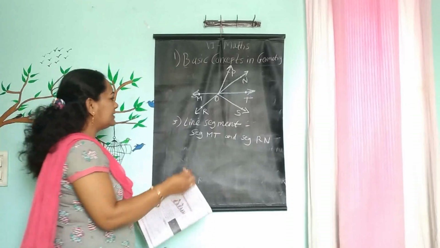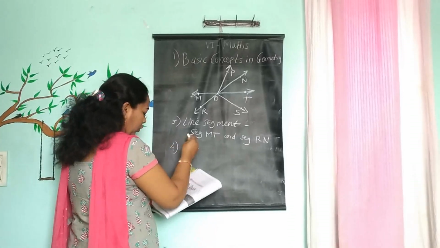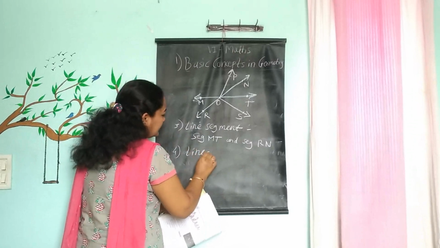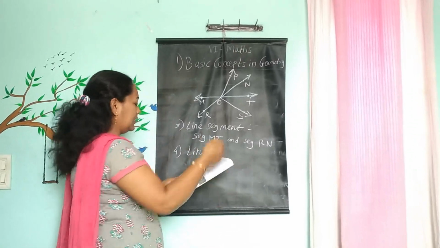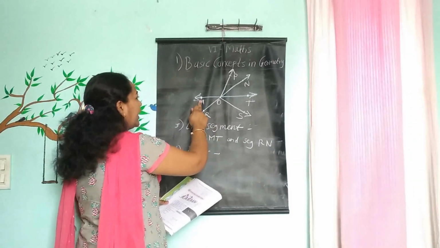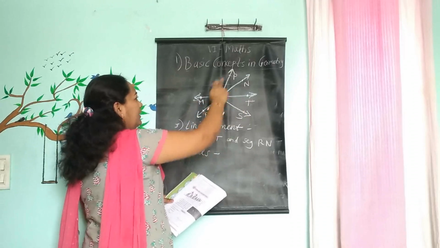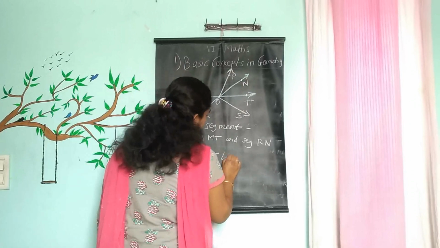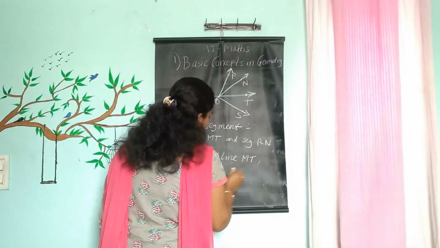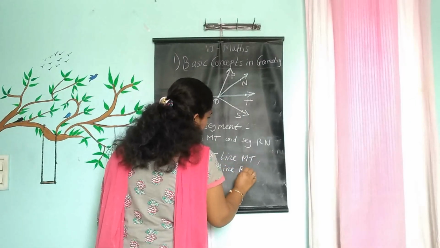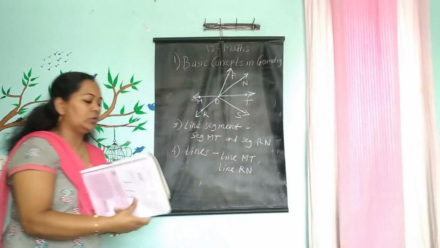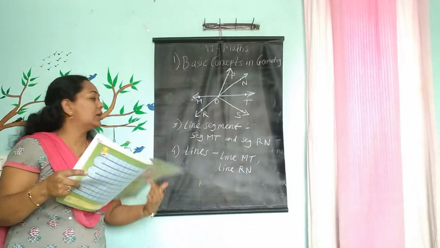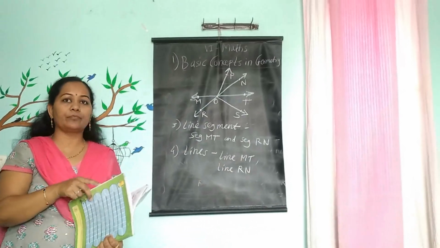And number 4 is lines. The lines are written the same way: line MT, line RN. So these are the various points. Have a look at these points.